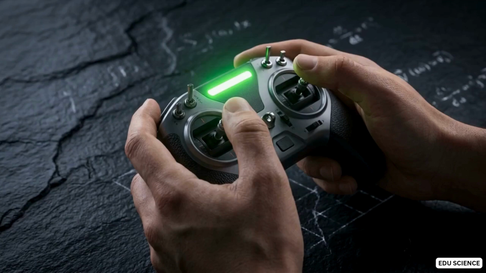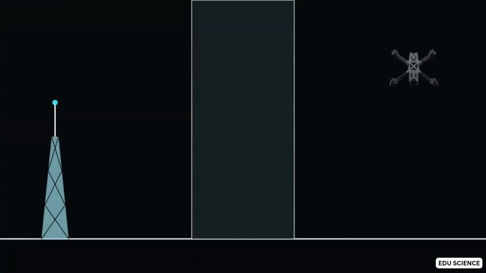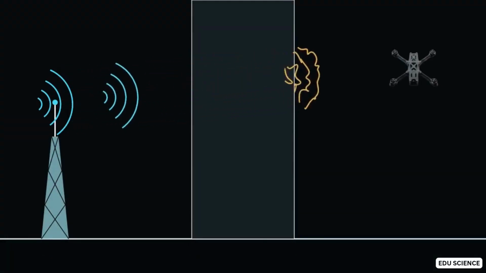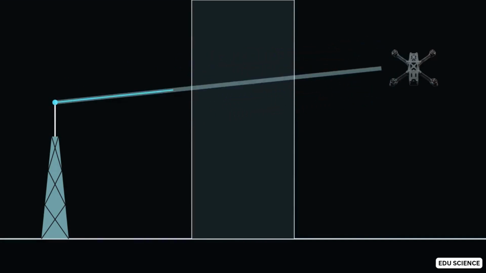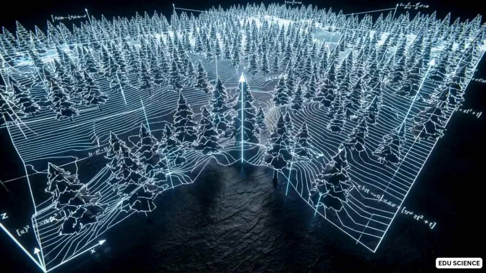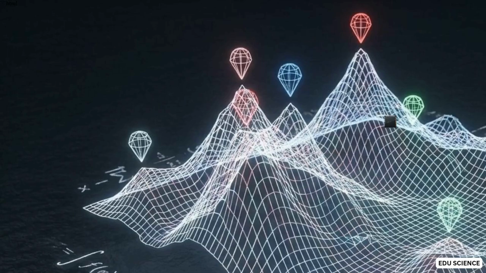The operator connects to the system using an ExpressLRS radio link. By utilizing chirp spread spectrum modulation, the command link maintains a connection over several kilometers, even through physical obstacles. This radio architecture enables operations beyond visual line of sight. The operator can assign geographic waypoints, and the onboard processor will navigate the 3D environment without further human input.